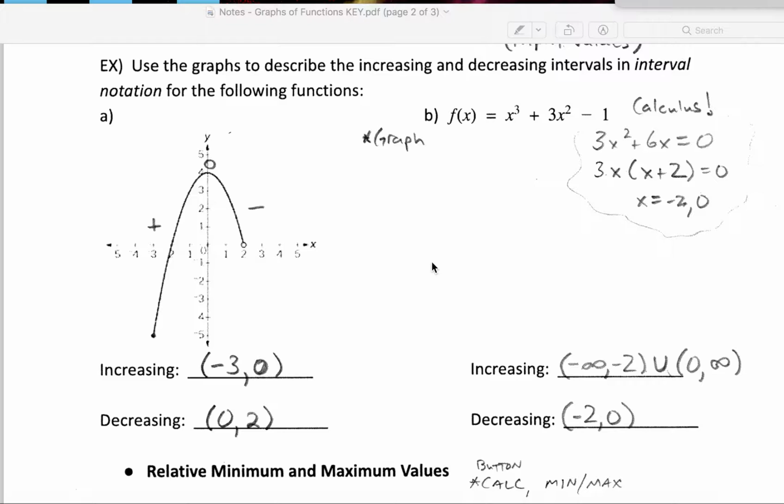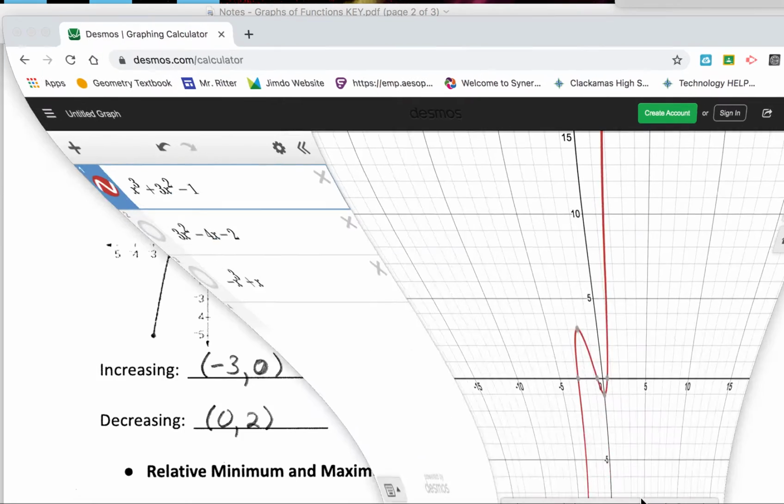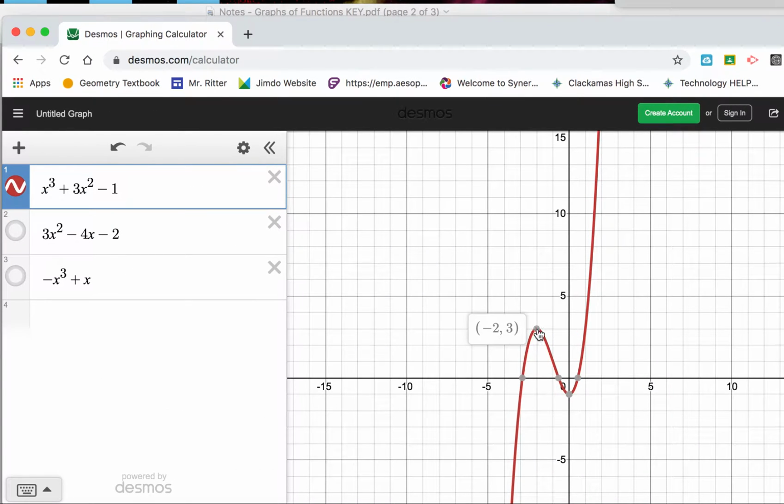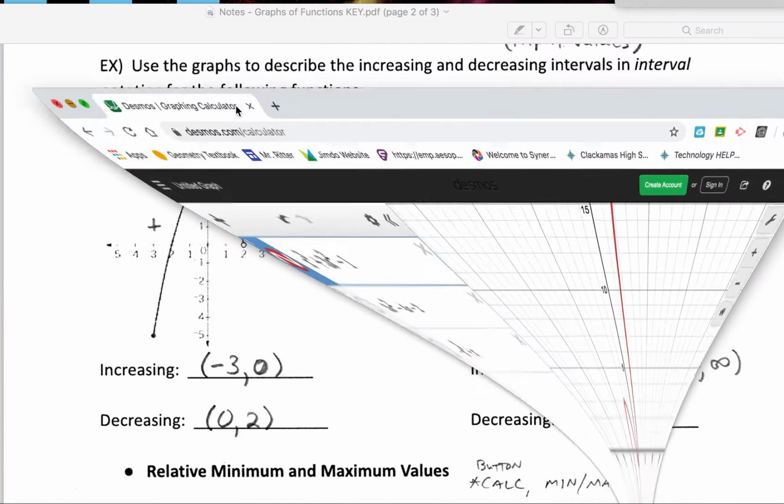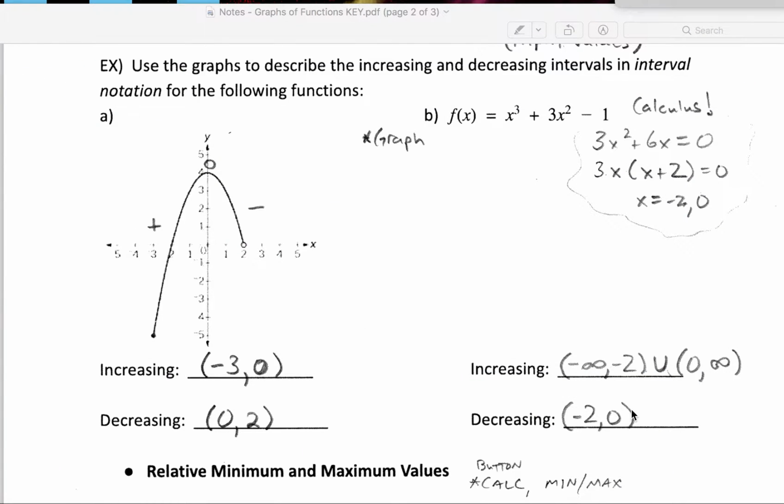So the way that we write that, increasing from -infinity to -2, open interval, and then increasing from 0 to infinity. And the way that we just join those two sets is we use that union symbol. Some people put a comma, but since we're in advanced math, we might as well get used to using that symbol. Let's take a look at the decreasing interval. I said that it started to decrease right after -2 and stops decreasing right before it gets to 0. So from -2 to 0 will be our decreasing interval.